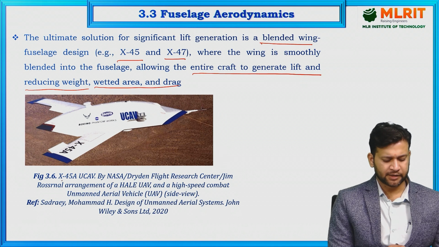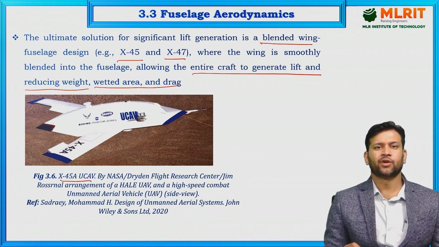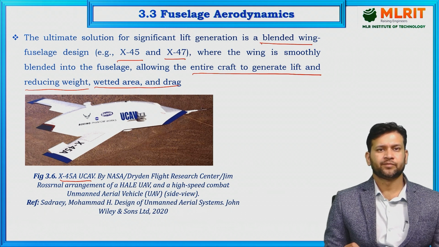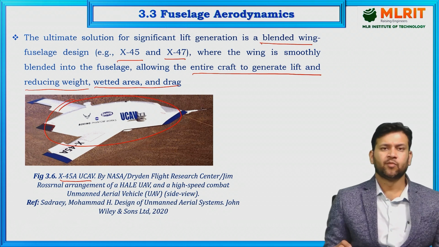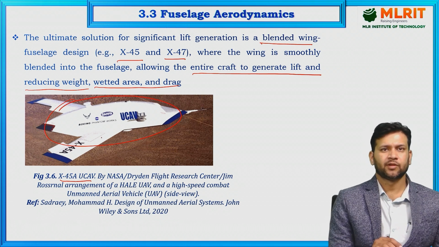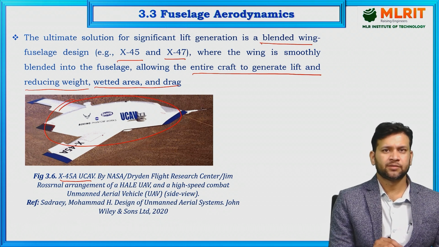This is an example of X45A UCAV by NASA Dryden Flight Research Center. This is having blended wing configuration. This fuselage and this wing are blended to each other.